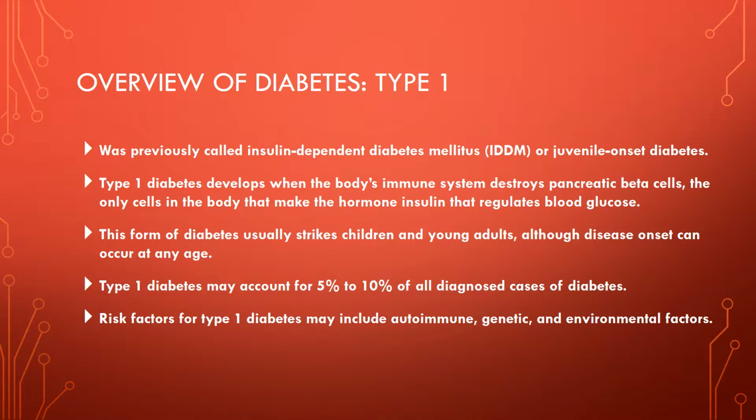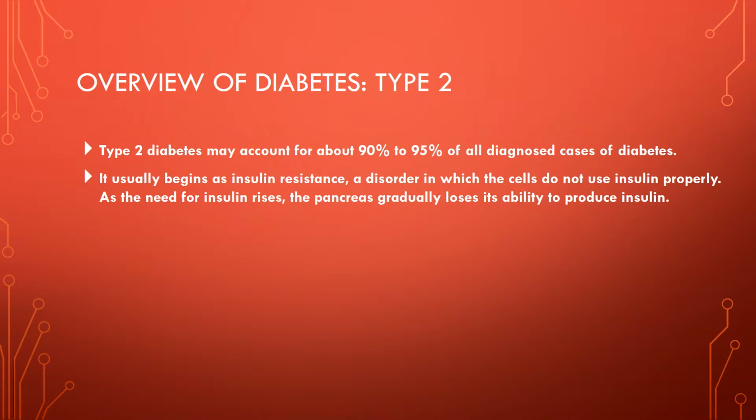Risk factors can be genetic, autoimmune, or environmental. There does seem to be some genetic component. People with a parent who has type 1 diabetes are more likely, although it's certainly not guaranteed, that they will develop this form of diabetes.